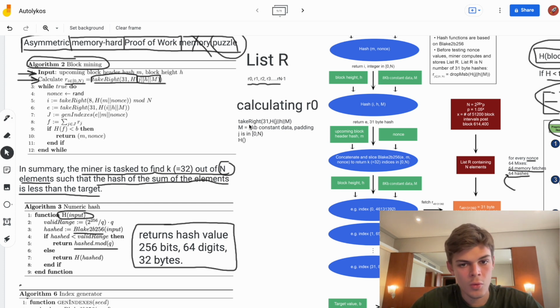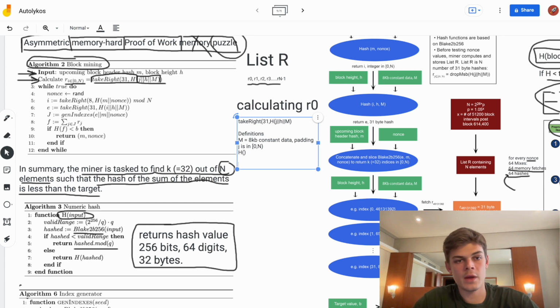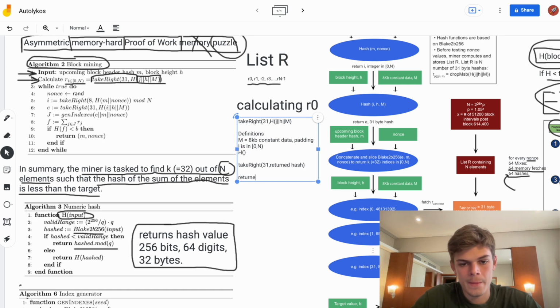Let's say we're calculating R0, right? So for R0, what do we have? Let's just say this is what we're doing. These are some definitions we covered. And then we have take write 31 of the returned hash, right? Let's say the returned hash, as we mentioned, is 64 digits long, and it's equal to something like this, and this continues for 64 digits.